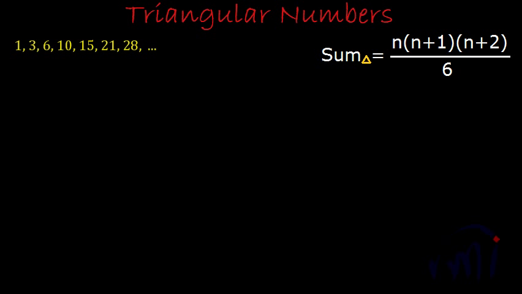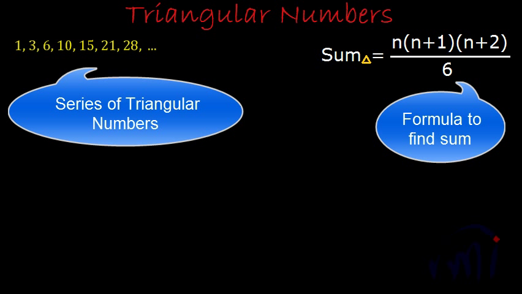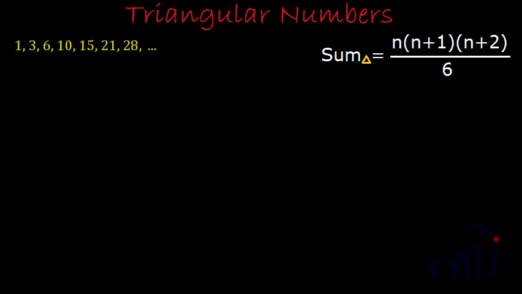Hi, so in this video we are going to discuss the formula to find the sum of triangular numbers. As you can see, I have already noted down the formula and the series of triangular numbers. The formula to find the sum of n terms of triangular numbers is equal to n into n plus 1 multiplied by n plus 2 divided by 6. And this formula we are going to prove by using induction.